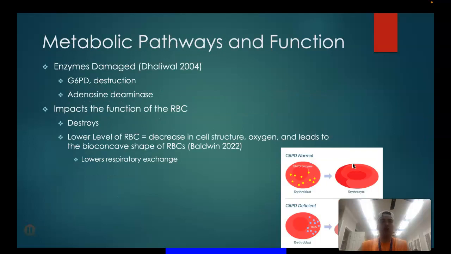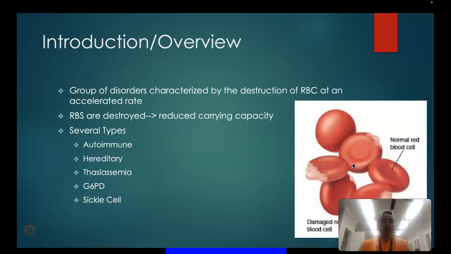Now we're going to look at the metabolic pathways. But before we do that, we're going to go back into the types of anemia. So first is autoimmune anemia. In this, the body's immune system mistakenly identifies its own red blood cells as foreign invaders, as in any autoimmune disease, and produces antibodies that target and destroy them.